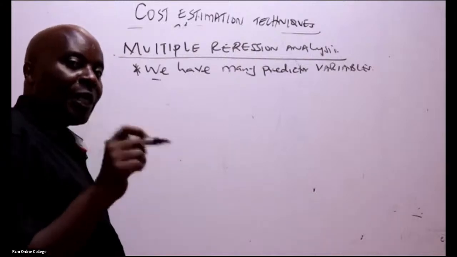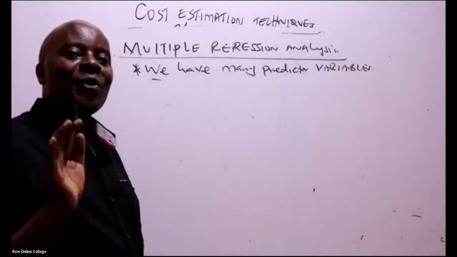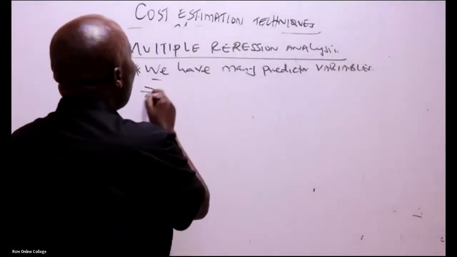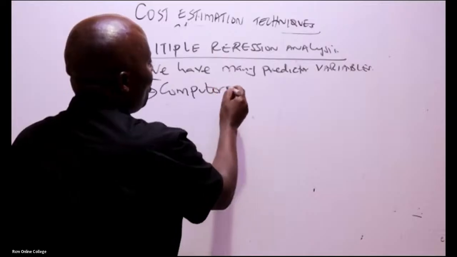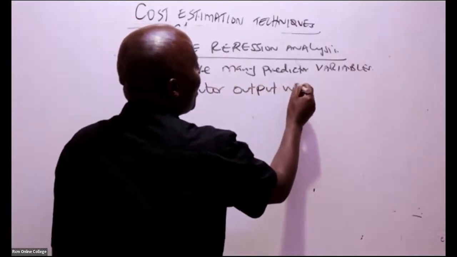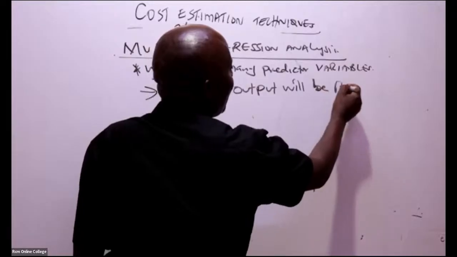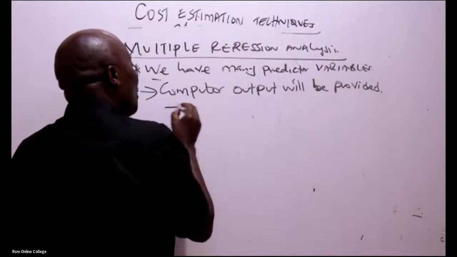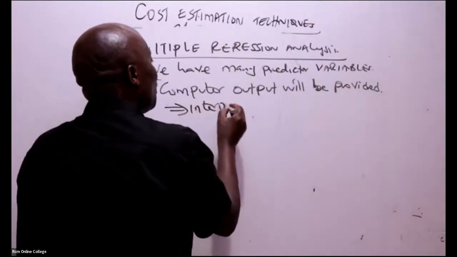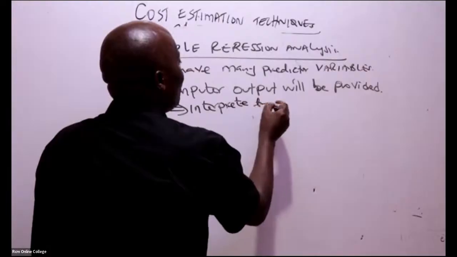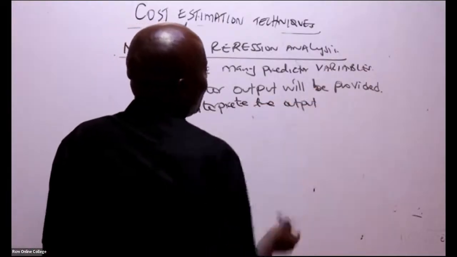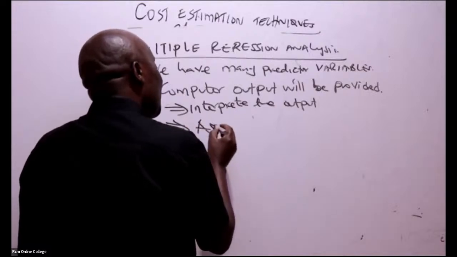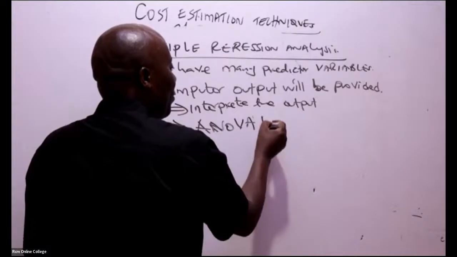So when you are given many predictor variables, the examiner will not examine you in terms of getting the value of B and A using formula. He will give you a computer output, and then our work will be to interpret the output. And the most important thing that most students are not able to interpret is what we call the ANOVA table.